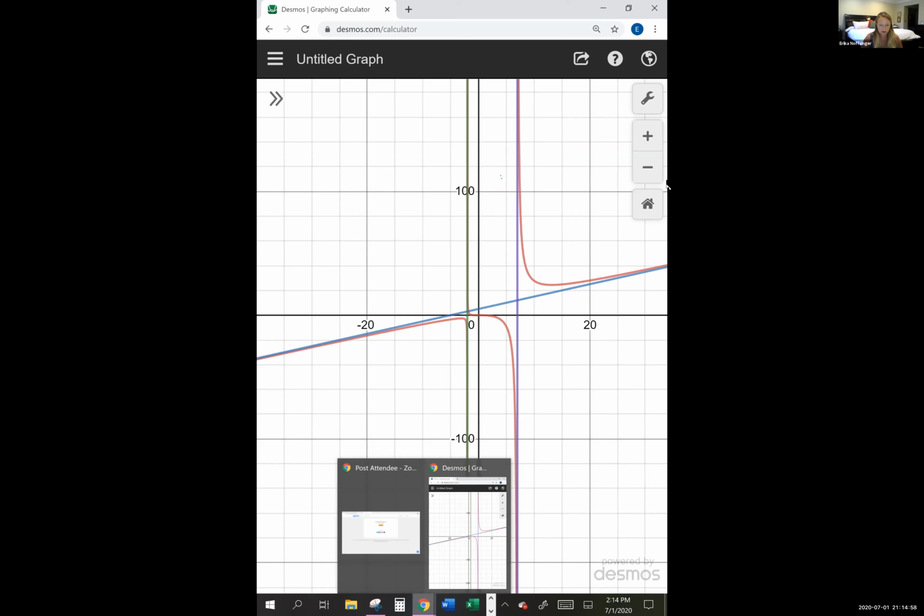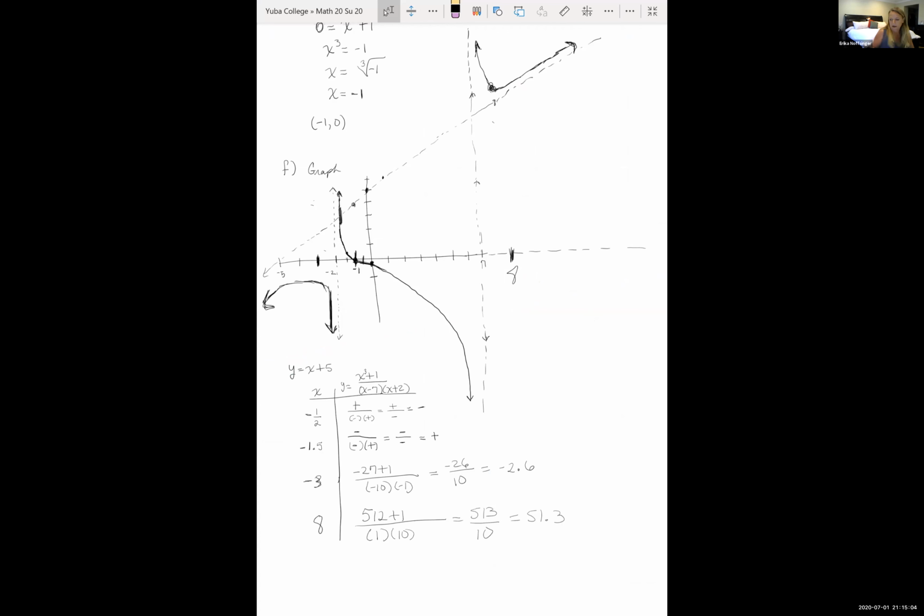Okay, so any questions on this? Let's do at least one more. And with that one more, like I said, we're kind of putting together 5.3 and 5.4 in your book.